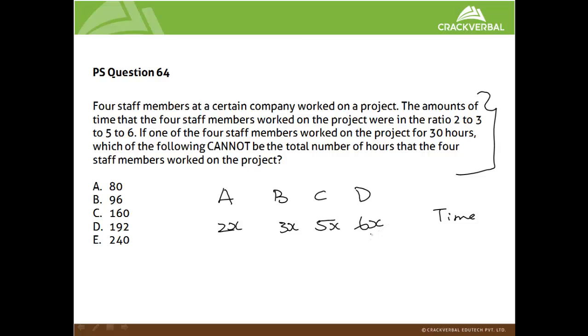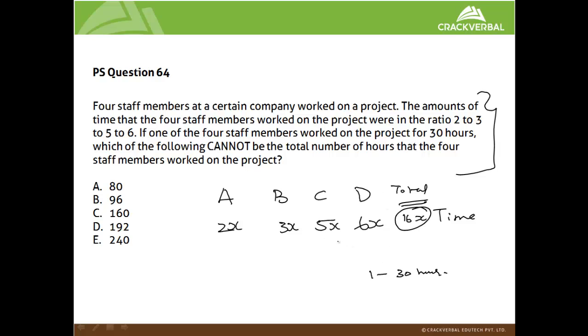If one of the 4 staff members worked on the project for 30 hours, out of these 4 members, one of them has worked for 30 hours. Now, which of the following cannot be the total number of hours that the staff members worked on the project? So total number of hours means adding all these. Total time would be 2x plus 3x is 5x, 5x plus 5x is 10x, plus 6x is 16x. So basically the total number of hours has to be a multiple of 16.